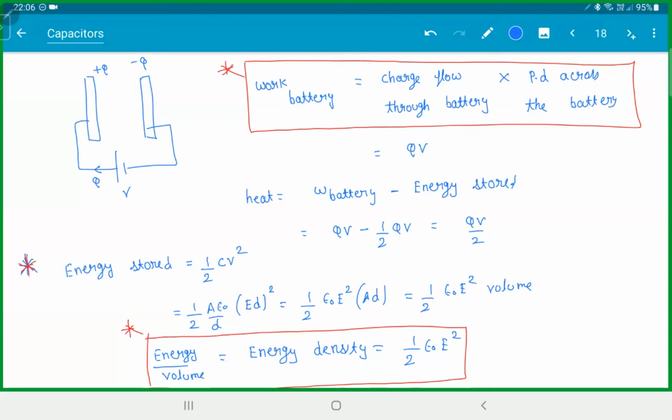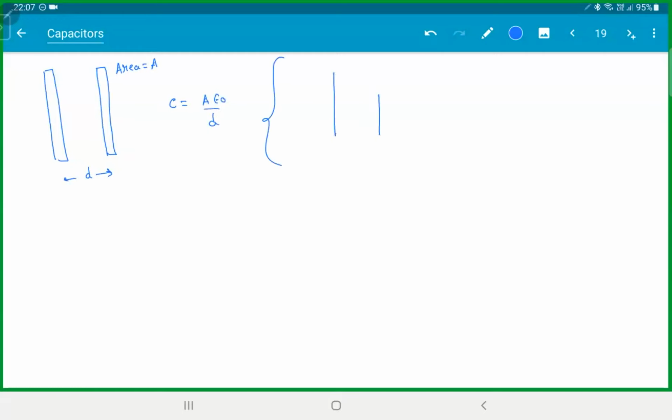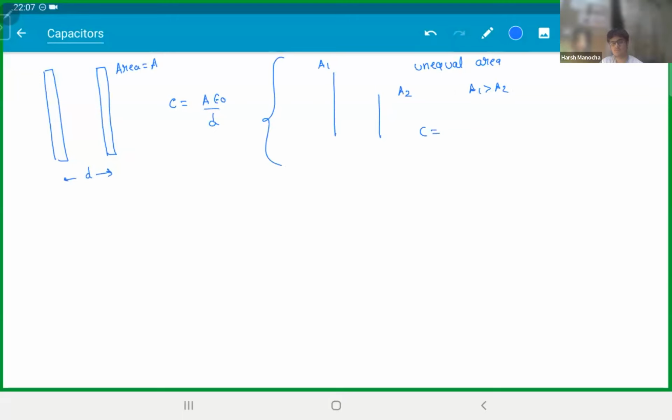I'll just note down all the formulas at one place for you to remember. So when you have a capacitor with area A, distance D, the capacitance is given by A epsilon by D. Tell me one thing, what if you have two unequal area of plates? Let's say this is A1 and this is A2. A1 is greater than A2. Now what will you do? We'll take A2. You take only A2.